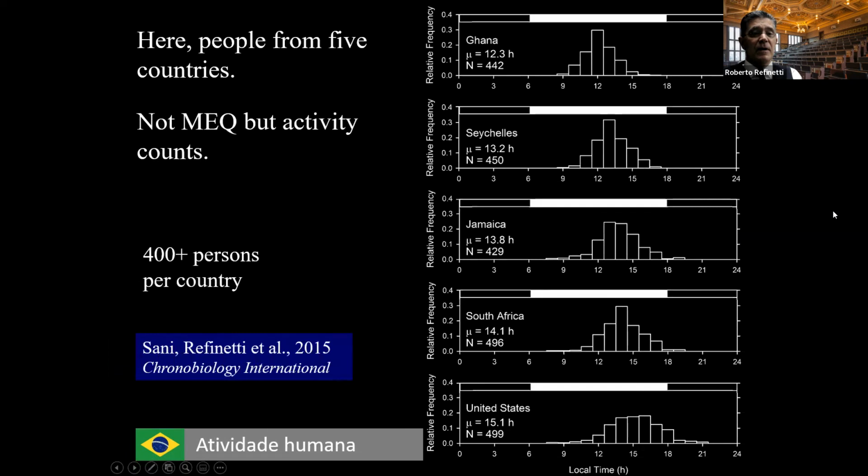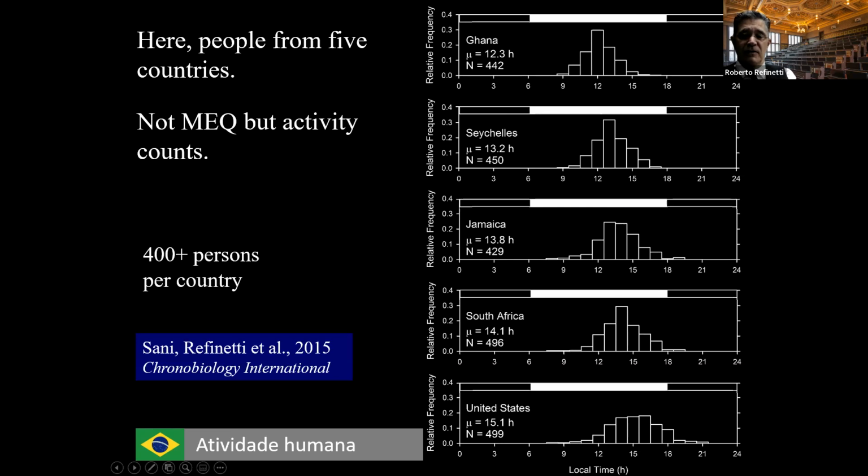Now let me show you a much larger group of people from 5 countries. That's not the morning evening questionnaire. This is just the activity counts. We published this study in 2015 with more than 400 people in each country, so we have more than 2,000 people here. That's the average distribution of when they're active. As you see, activity peaks, in Ghana, at around noon, 12:30. In other countries, it's a little later.